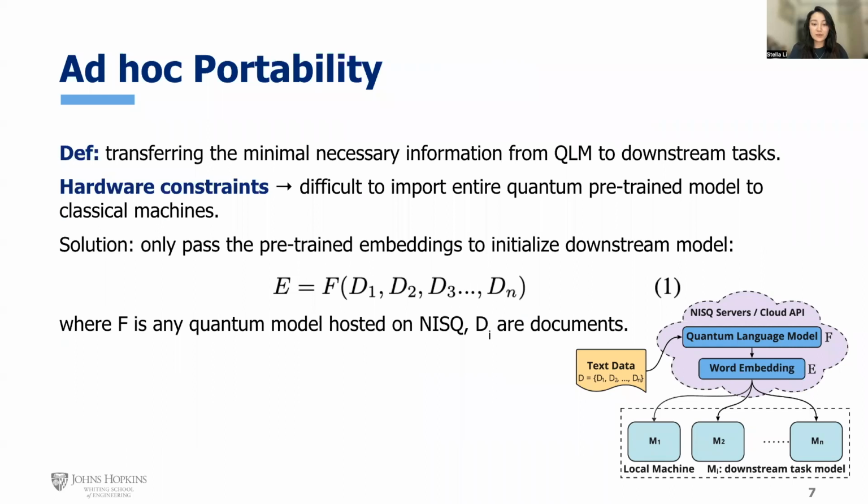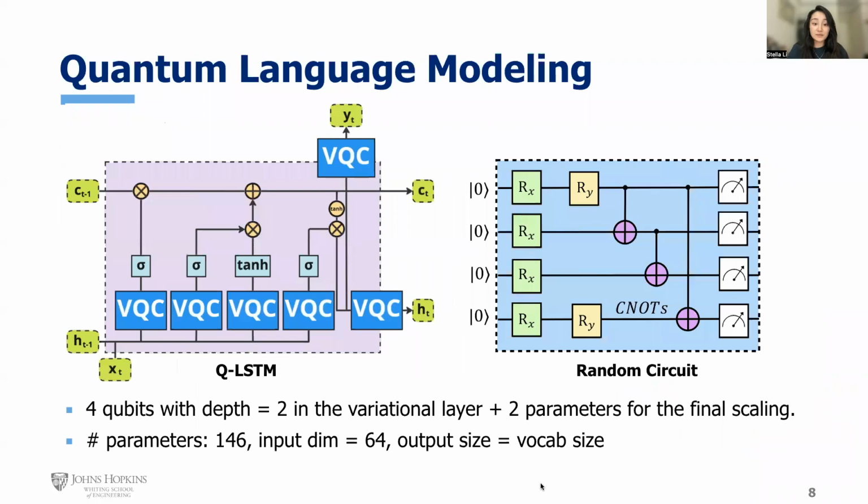Our proposed solution only transfers pre-trained embeddings to initialized downstream models so that the majority of the model can still stay on the quantum side without the hassle of transferring it to the classical side. Due to limited computing resources, our experiments were done on small LSTMs with all the gates replaced by random variational quantum circuits. The number of parameters for a 4-qubit system is about 150. This is a tiny language model, but we were still able to show that its performance is comparable with a classical language model with the same number of parameters.